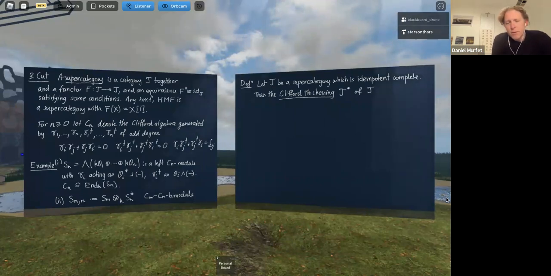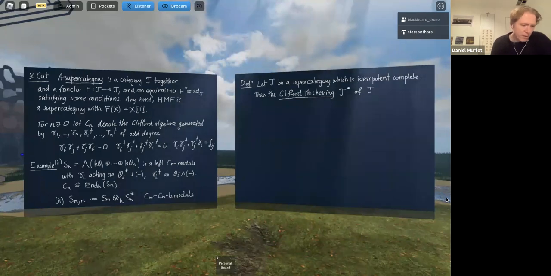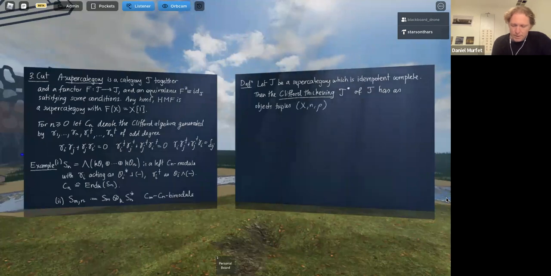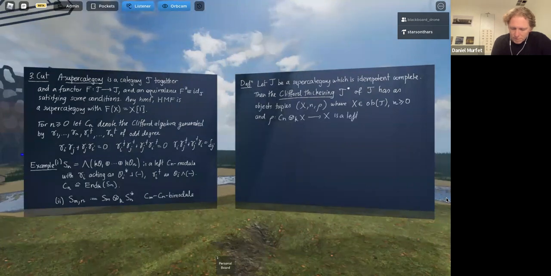There's a fancy way of describing it. It's the Grothendieck deconstruction applied to a certain pseudo-functor. I'll just tell you in more down-to-earth terms what it is. So it has as objects tuples (X, n, rho), where X is an object of T, n is an integer, and rho is a left Cn module structure on X.